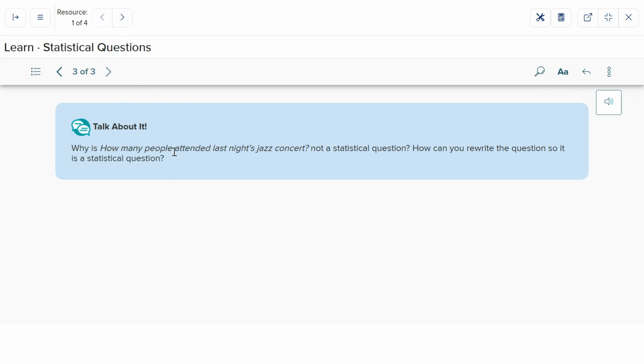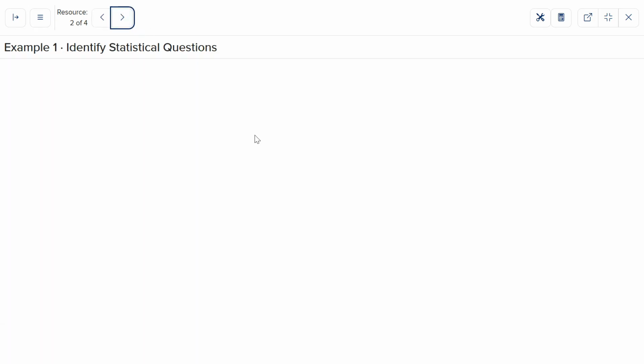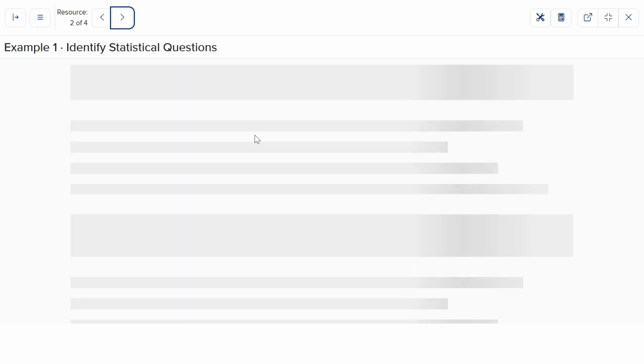Okay, so actually, let's talk about this. I said that how many people attended last night's jazz concert is not a statistical question because it just has one right answer. But how could you rewrite that question so it is statistical? Well, you could make some kind of poll about who would come again, or maybe there are jazz concerts once a week, and it could be something like which night of the week has the most people coming to the jazz night concert. Let's look at an example for identifying statistical questions.